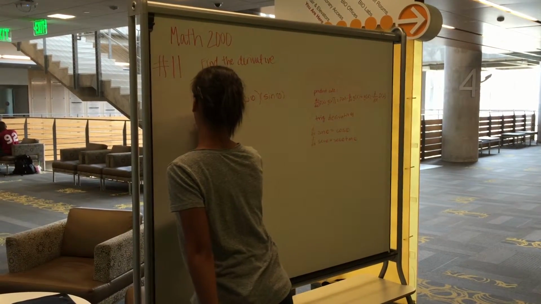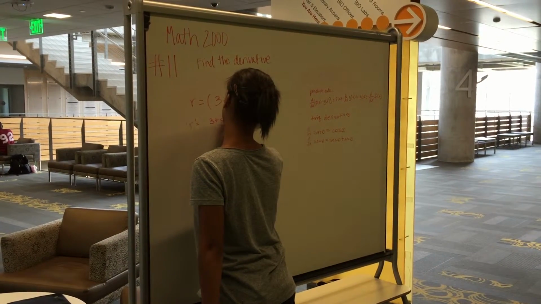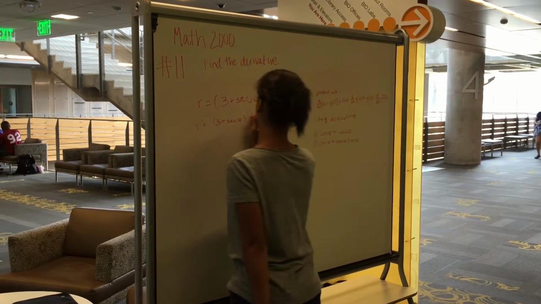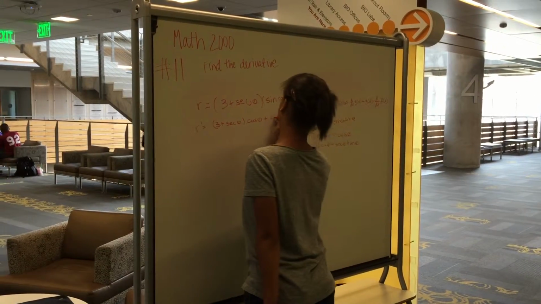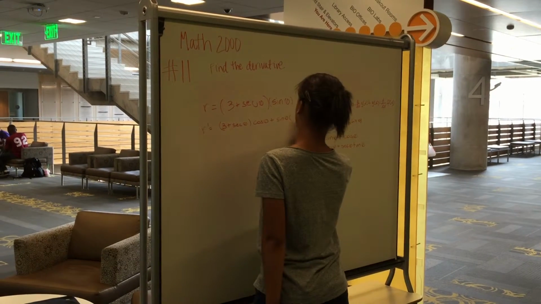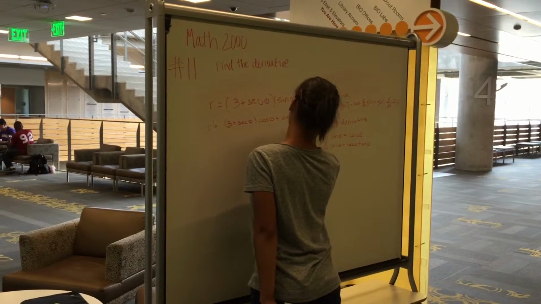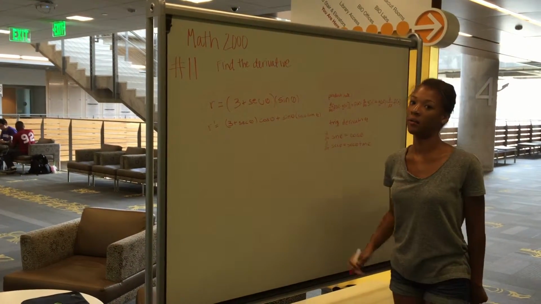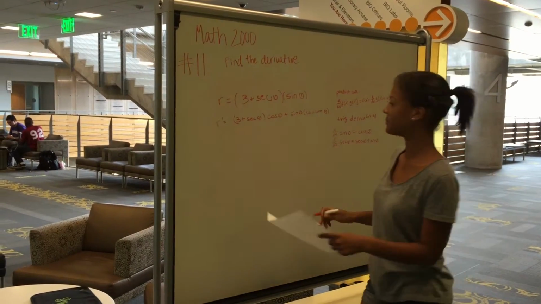So the derivative of r is equal to f of x, so 3 plus secant theta, times the derivative of g of x, so cosine theta, plus g of x, sine theta, times the derivative of f of x, which would be secant theta tan theta. Since 3 is a constant, the derivative is 0, so you don't have to incorporate that in the next step.